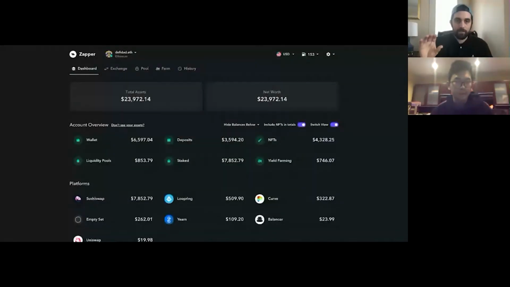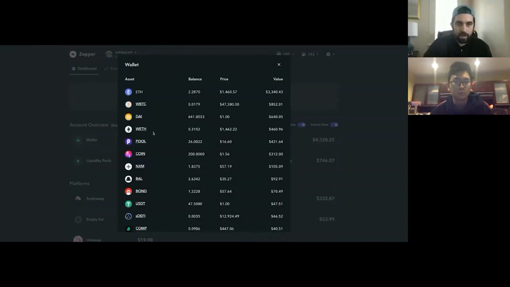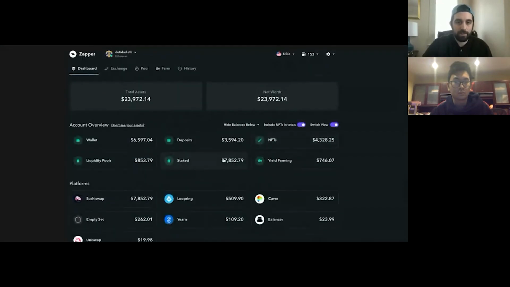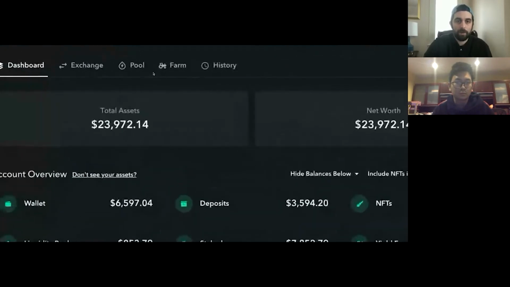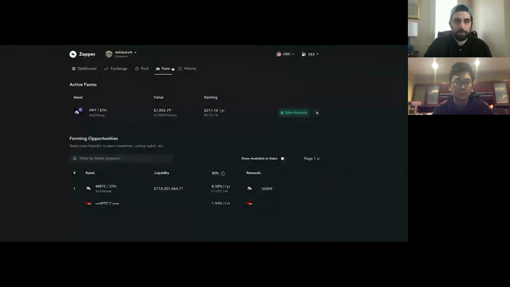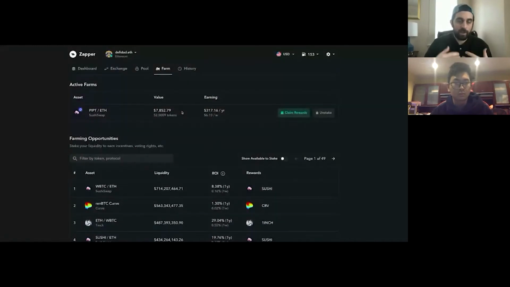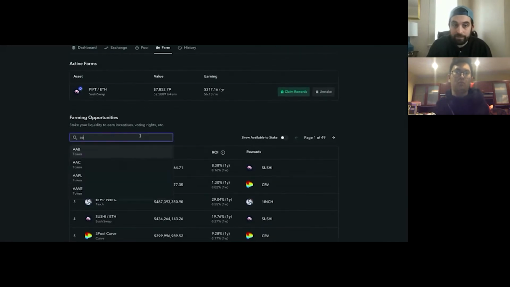All right. So again, reminder. The dashboard is the most common utility that we find on Zapper, where you're just tracking what are all of my tokens, what about my liquidity pools, what's staked and so on. But if I hop over to the farm tab, this is where I can start to discover. In this case, we have about 490 different farming opportunities.